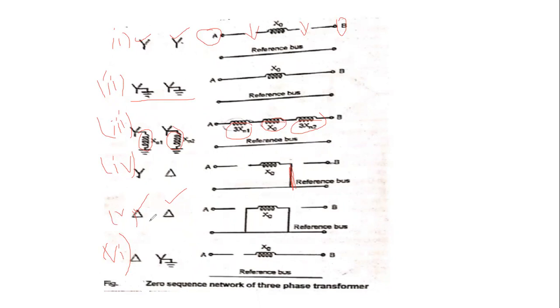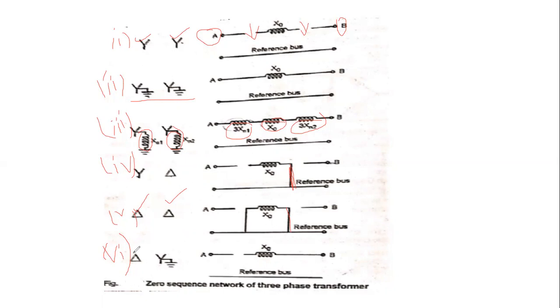Therefore there is no grounding. That's why we are representing it like this, open circuited, but it is in delta. Therefore there is a path between the zero sequence and the reference.